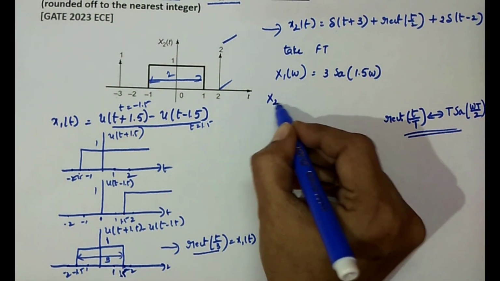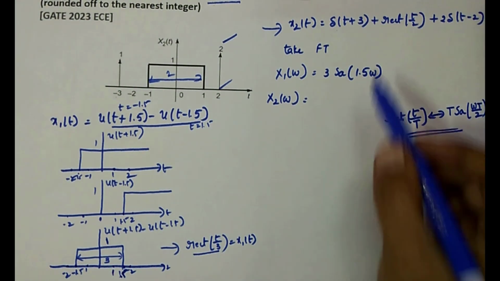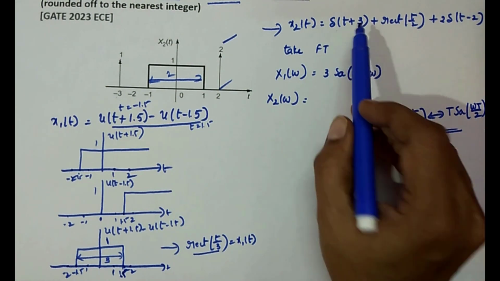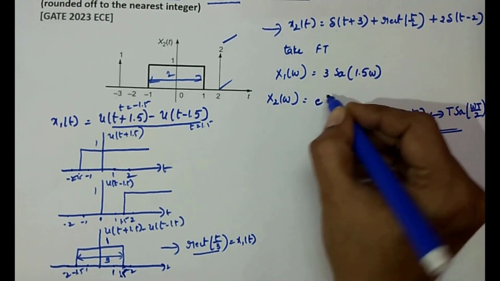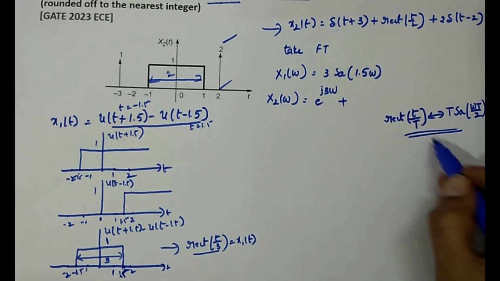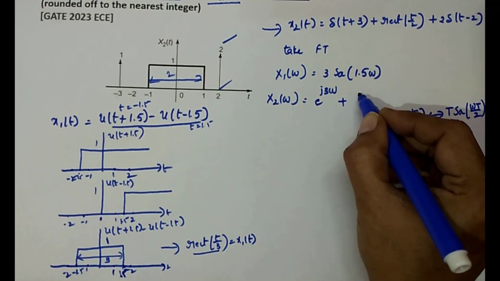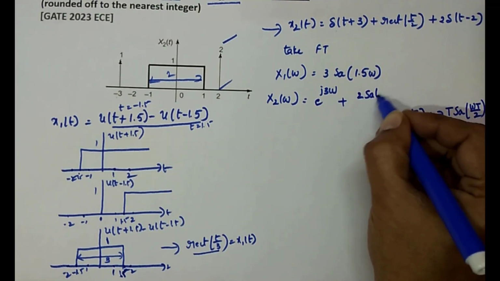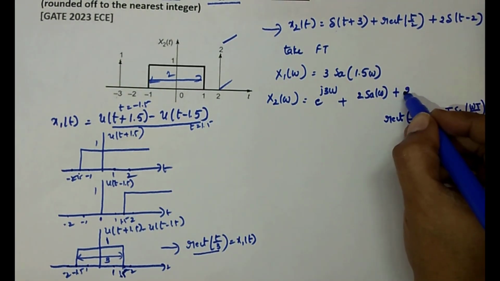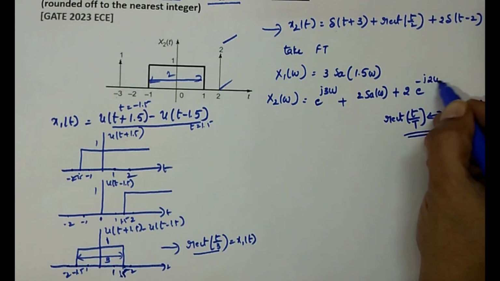Then what about x2 of omega? The first term is delta of t plus 3. So the Fourier transform of delta of t plus 3 is e power j3 omega, plus, again you use this identity. So it is 2 into Sa of omega, plus for this one, 2 into e power minus j2 omega.